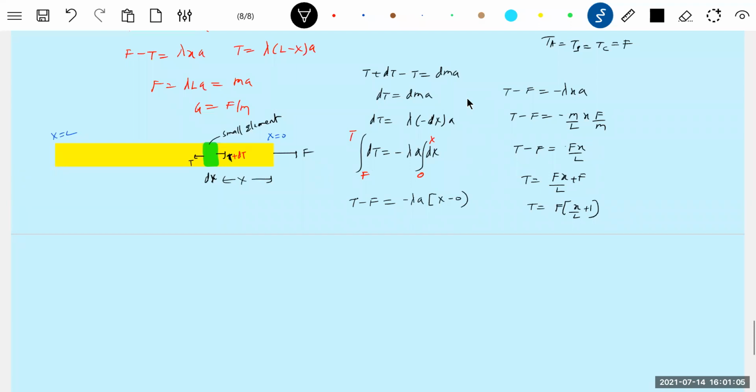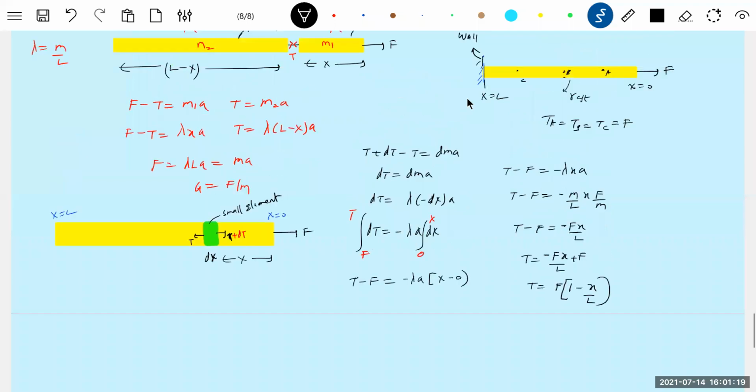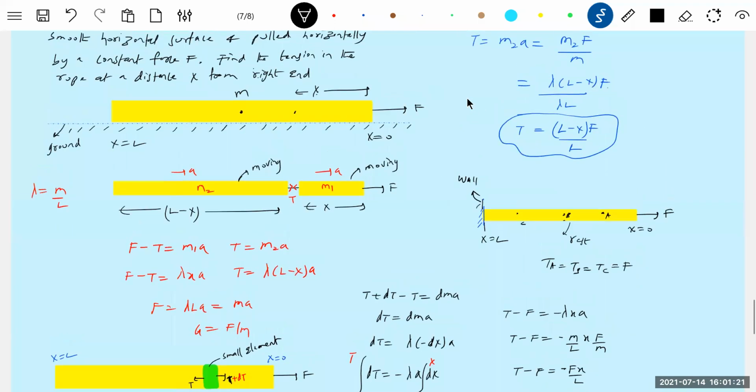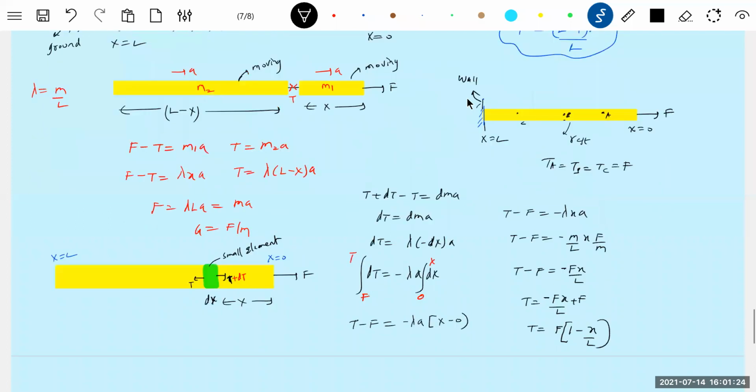Minus F x by L. Here I forgot the negative sign. Minus. One minus it should be. No, I think still my answer is correct, no? Yes, L. Minus x by L, F. I'll write it in that form.